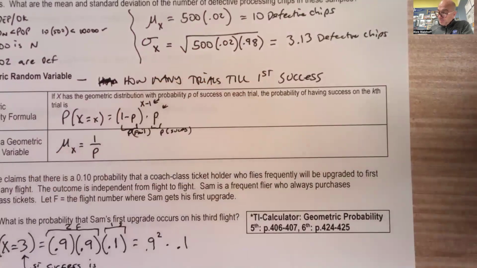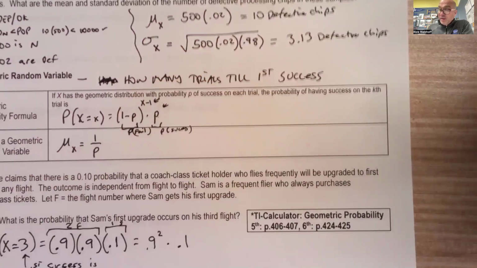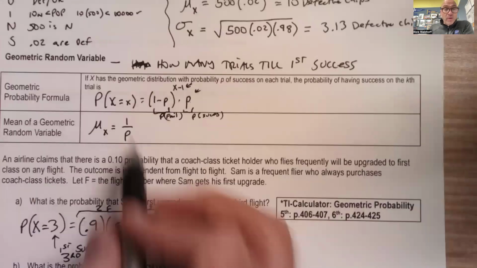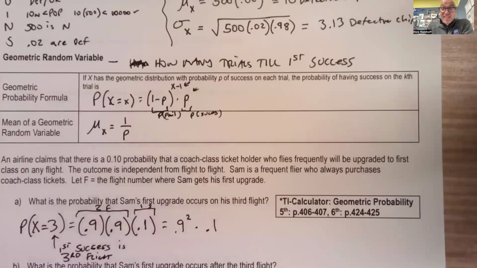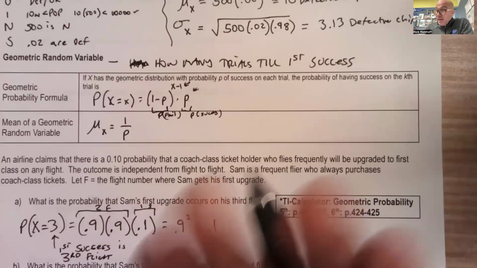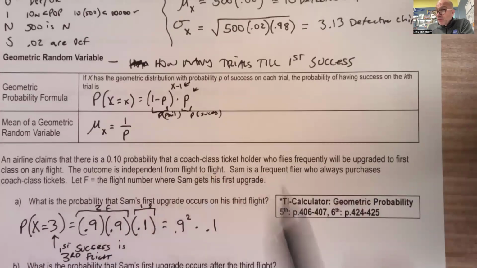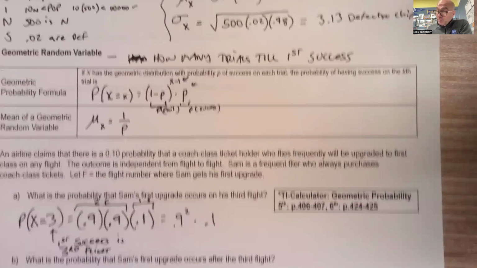In this problem here, we'd have 1 over 0.1, which is 10. So on average, we would expect 10 trials before his first success on average, right? That's what that is. Cool, cool. All right, let's keep going.